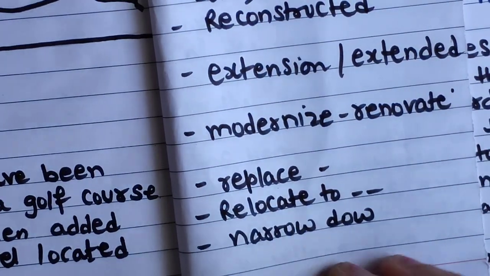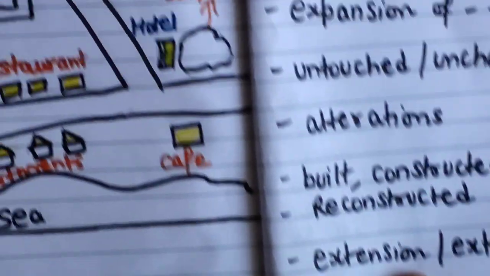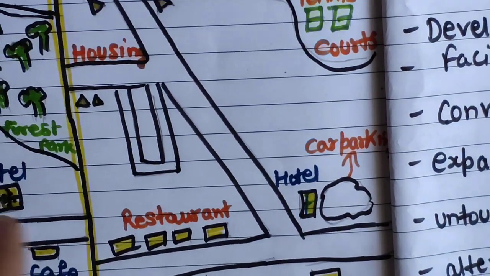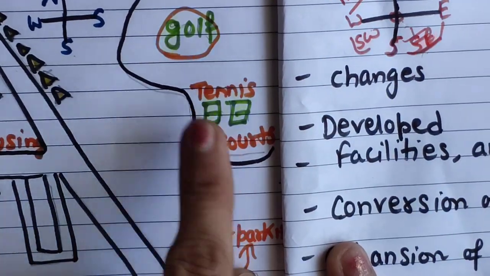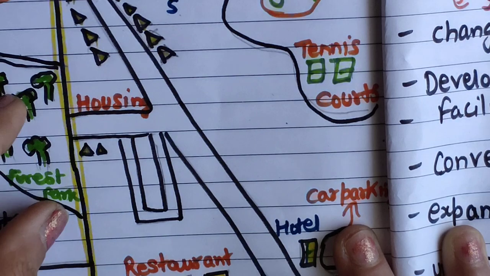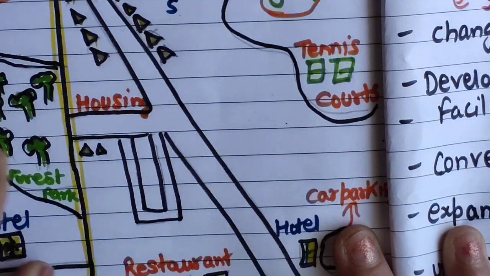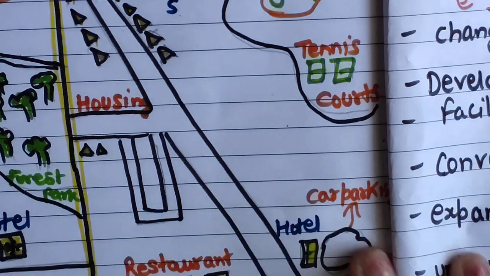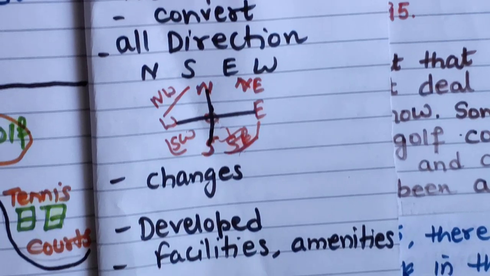So narrow down means a small thing they have done, like suppose a farm park, forest park was there, but they have narrowed down the area of the farm park here, then you can use this word narrowed down. Okay, so this is my vocabulary. You can watch the video again.